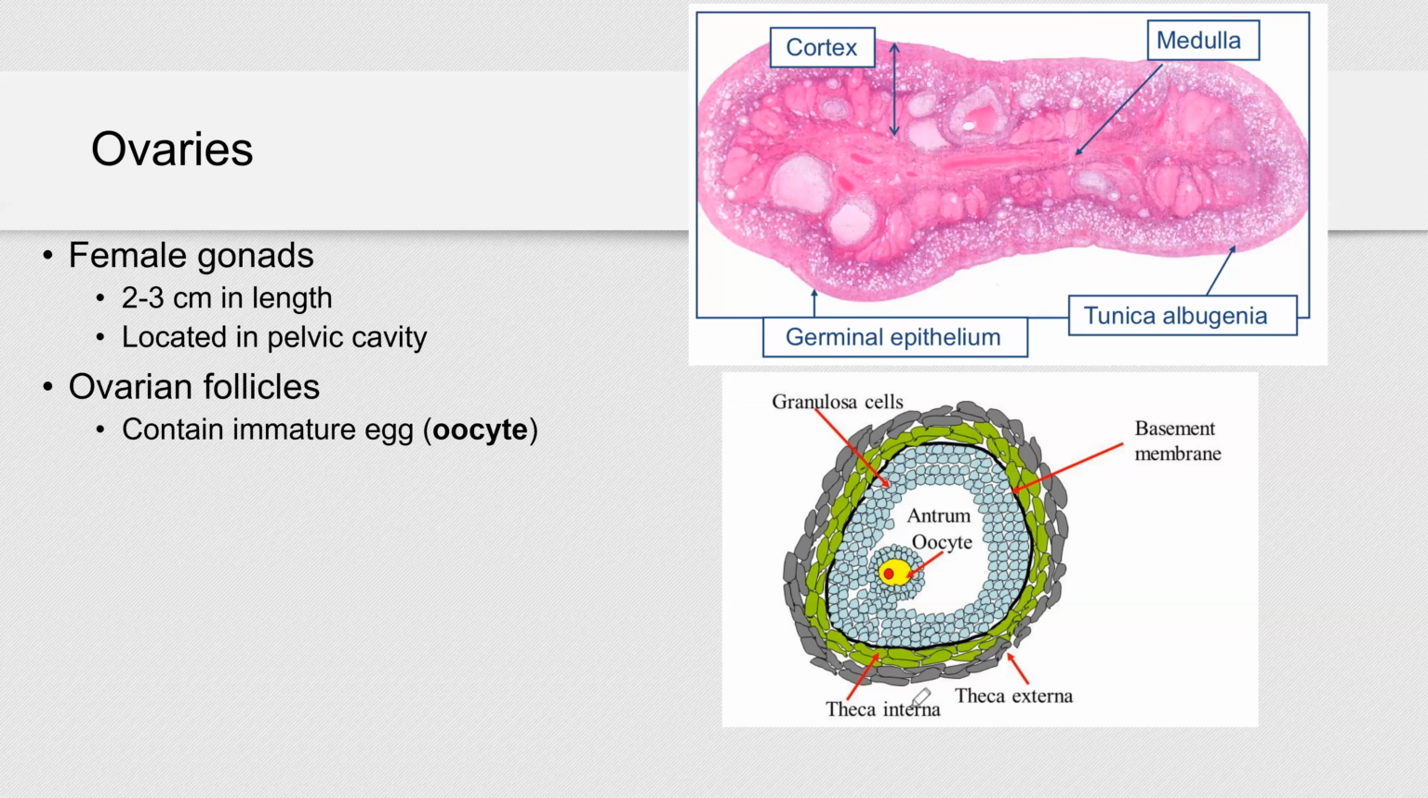This theca interna, they're going to secrete androgens. It's interesting, right? Yes, that's a female reproductive system, but theca interna secrete male sex hormone, androgens. And then granulosa cells are going to change androgens into estrogen, that is a female sex hormone. So pretty much theca interna and granulosa cells are involved in synthesis and secretion of the female sex hormone estrogen.